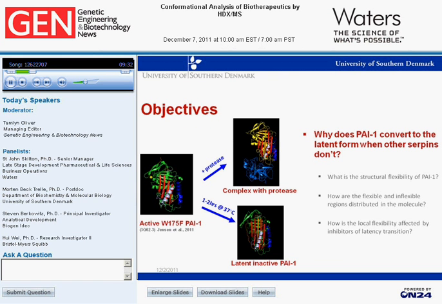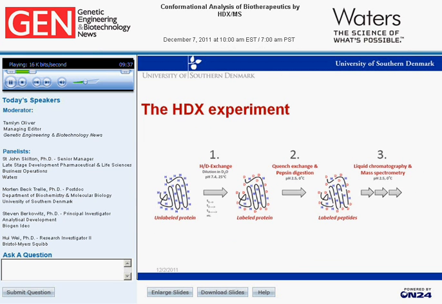So here's a slide that just depicts the HD experiment that we have been conducting. To the far left, we start out with the protein in water, and we then initiate the exchange reaction by dilution in the D2O. We let that go on for various time intervals, and we then quench the reaction by lowering the pH to 2.5 and the temperature to 0 degrees. The labeled protein is then digested with pepsin, and the generated peptides are separated by liquid chromatography, and the deuterium content of the peptides is determined by mass spectrometry.